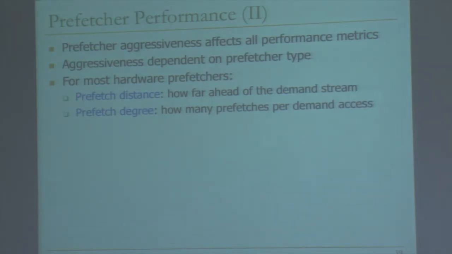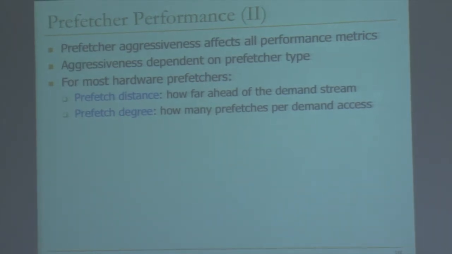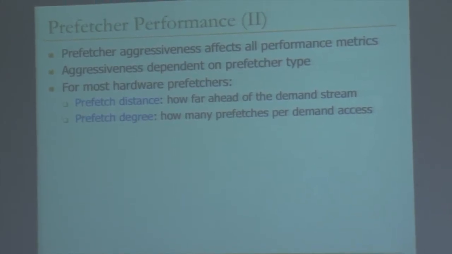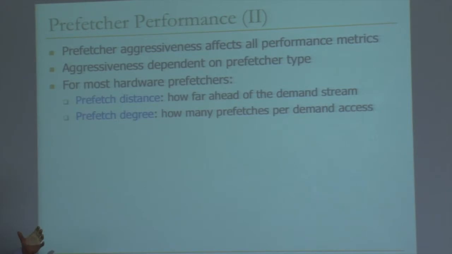So prefetcher aggressiveness, what we've discussed earlier, affects all of these performance metrics. And aggressiveness actually is dependent on prefetcher type, basically how early do you generate requests and how many requests do you generate. For most hardware prefetchers, you have two metrics. One is prefetch distance, how far ahead of the demand stream do you get, and the other is prefetch degree. How many prefetches do you generate whenever you see a demand access? And as you increase both, you increase the aggressiveness.